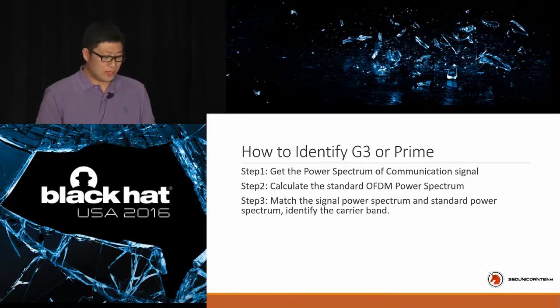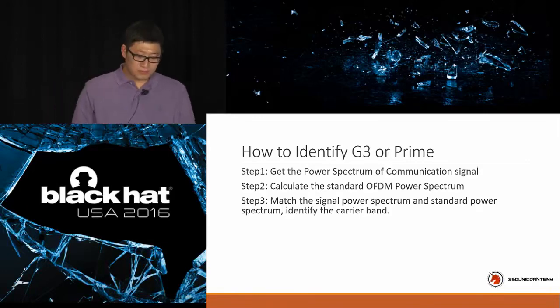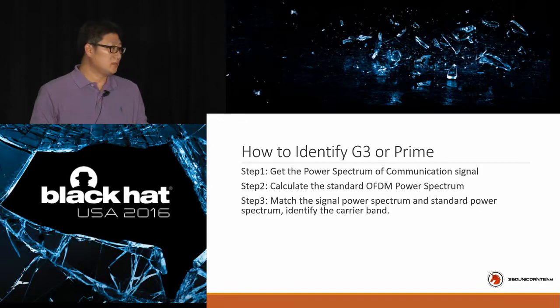So how to identify G3 and Prime? I will divide it into 3 steps. In step 1, I will get the power spectrum of the communication signal. In step 2, I will calculate the ideal OFDM signal. And in step 3, I will match the 2 signals. If the similarity reaches a certain degree, we can believe the system meets a certain standard.